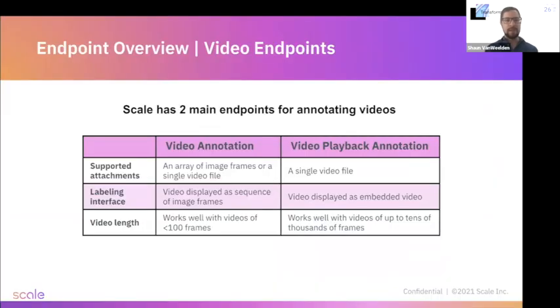All right, so that was our image-specific endpoints and changes here. Next up, I want to discuss some of the video endpoints and what we've done there. So before we dive into the specific features that are new, I want to discuss our two different types of endpoints we have for videos. The traditional one that you might be used to is just our video annotation, where we take an array of image frames or a single video file. We display them in the browser as a sequence of the images themselves there.